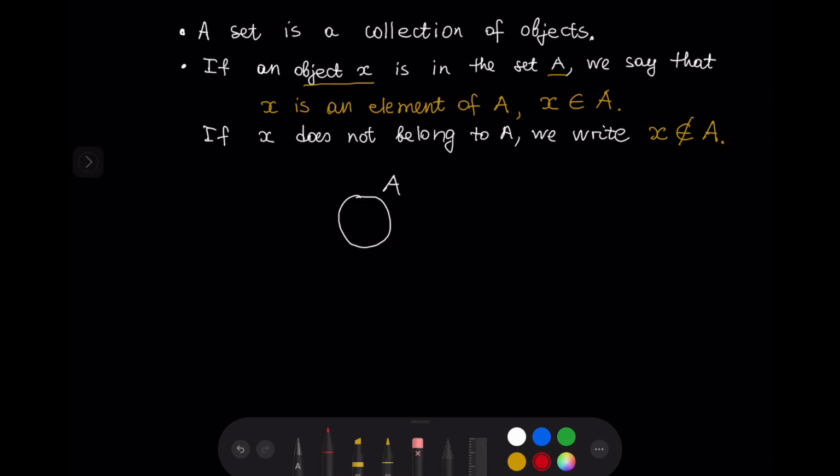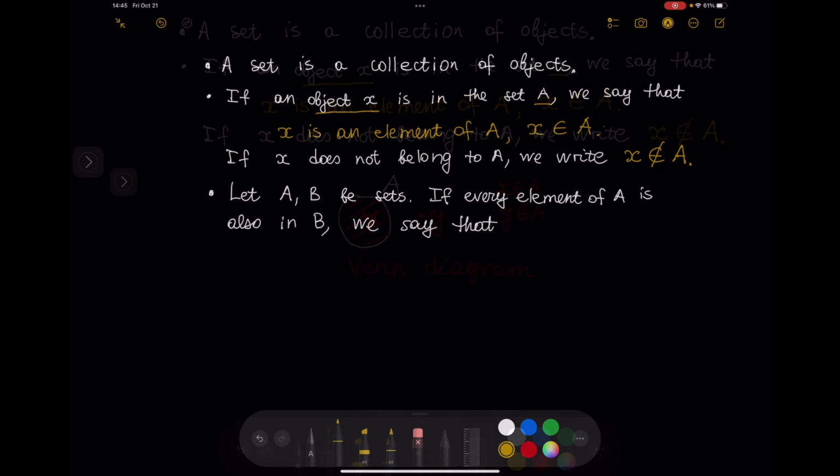So this is how we can illustrate this. So suppose A is everything that is inside this region. So if we have a point x inside this region, then x belongs to A, and if the point y is outside of this region, then y does not belong to A. So this is called a Venn diagram, and Venn diagrams are really helpful in trying to understand properties of sets.